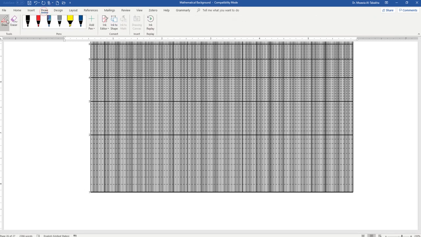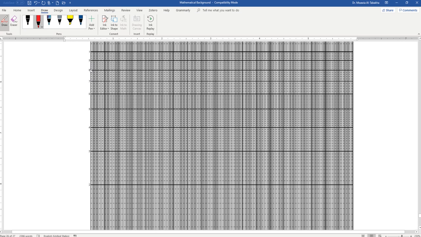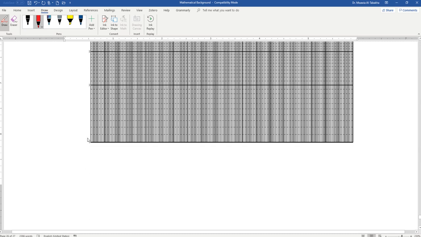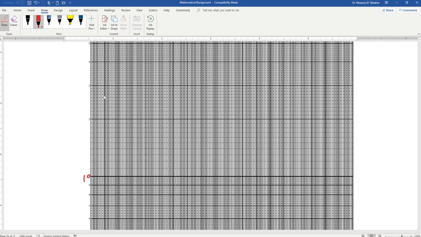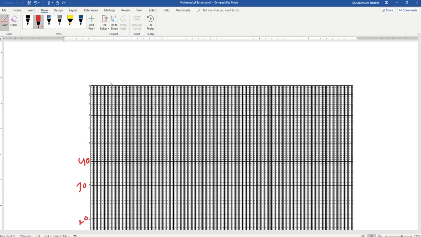So, 1, 2, 3, 4, 5, 6, 7, 8, 9, then one. Why is it giving me one? Because it depends if I'm going to start with 0.1 or with 10. So I'm going to change this one, and I will put it as 10. Then 20, 30, 40, 50, 60, 70, 80, 90, and then 100.